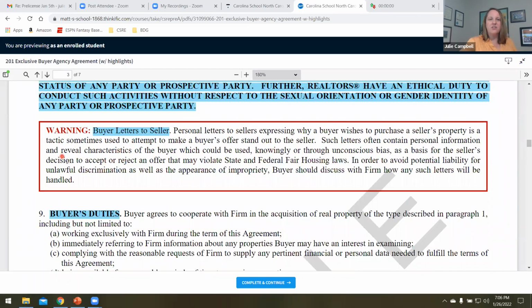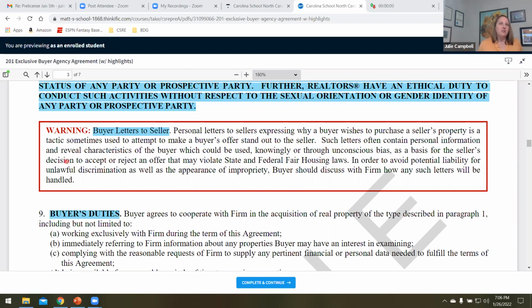Both listing and buyer's agency agreements have these buyer letters to sellers. I call them love letters. These have gotten really popular with the multiple offer world, the low inventory world that we're living in. Love letters are not being done as much. There are some concerns about violating fair housing. So if a buyer sends a letter talking about their family seeing themselves spending Christmas in this living room, we've touched on familial status, we've touched on religion, we've touched on several protected classes of fair housing.